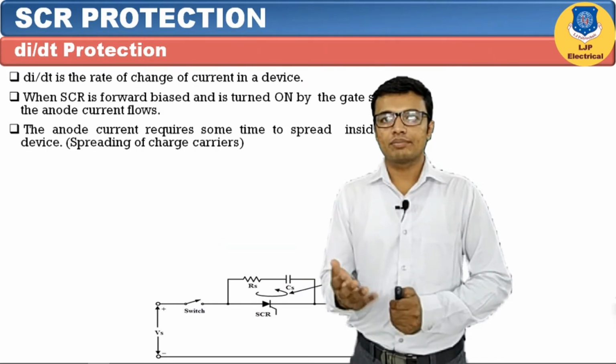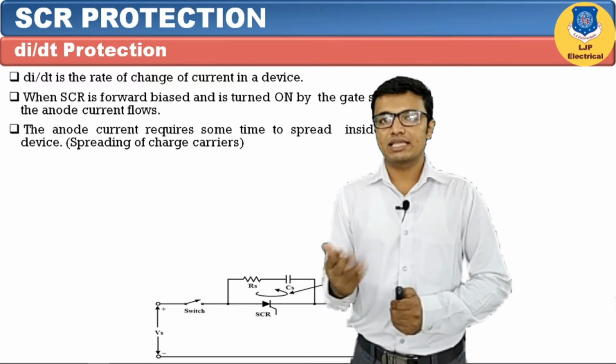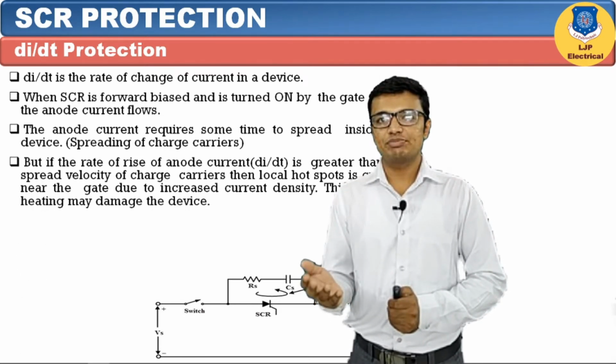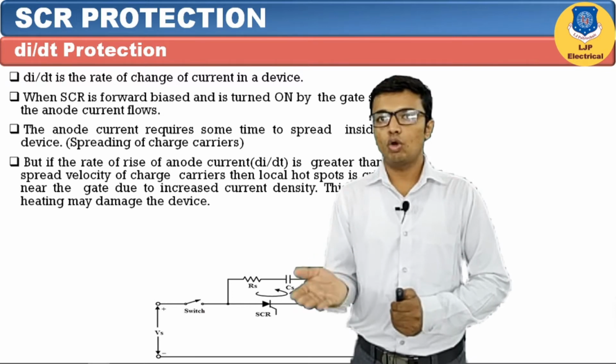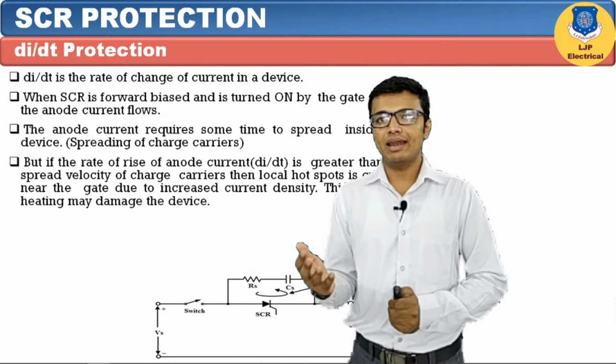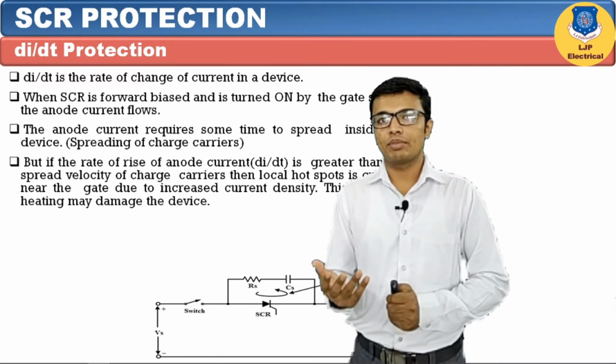Anode current requires some time to spread inside the device. It means charge carriers will spread at the junction of the SCR. But if the rate of rise of anode current is greater than the spread velocity of charge carriers, then a local hotspot may be created on the junction, and due to the large amount of heat and large current density, it will cause heating of the junction.